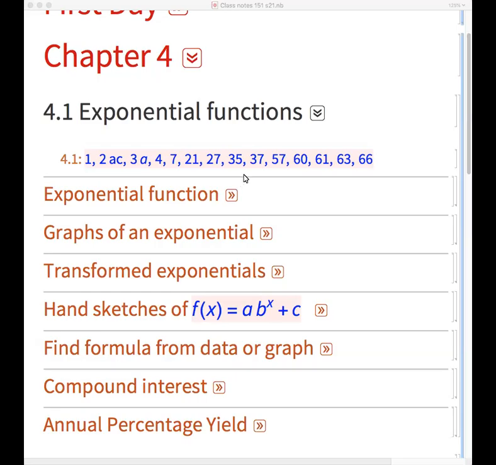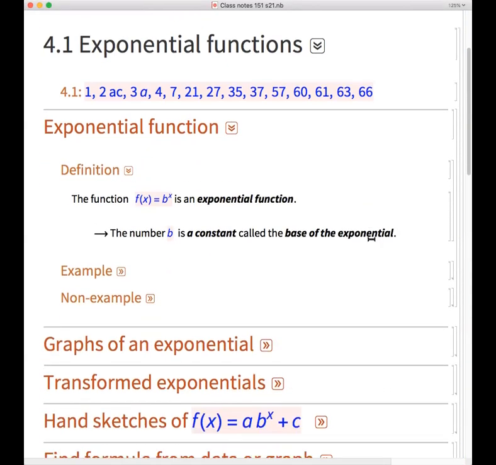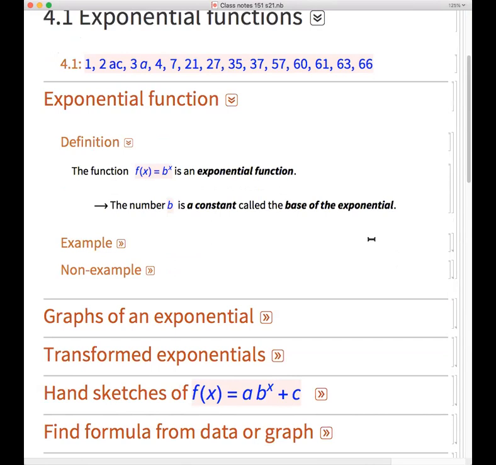All right, we'll cover section 4.1 on exponential functions. So what is an exponential function? Well, an exponential function has the formula b to the x, where b is a constant and the variable is x. B, that constant, is called the base of the exponential.